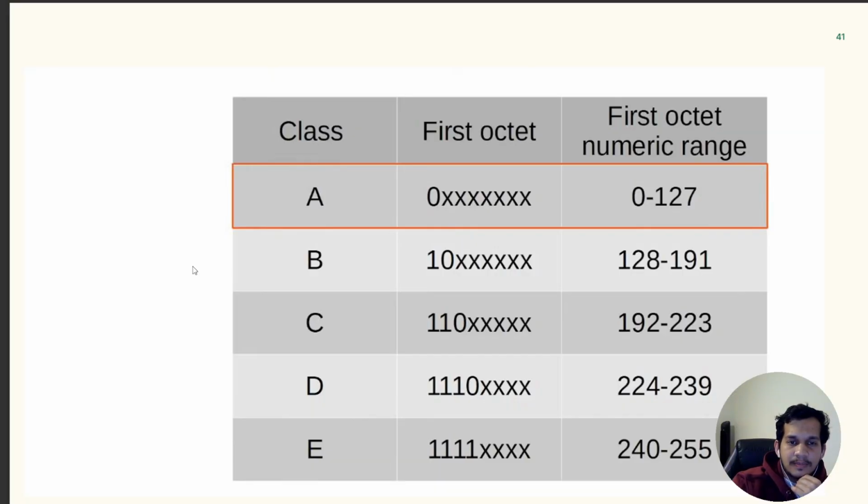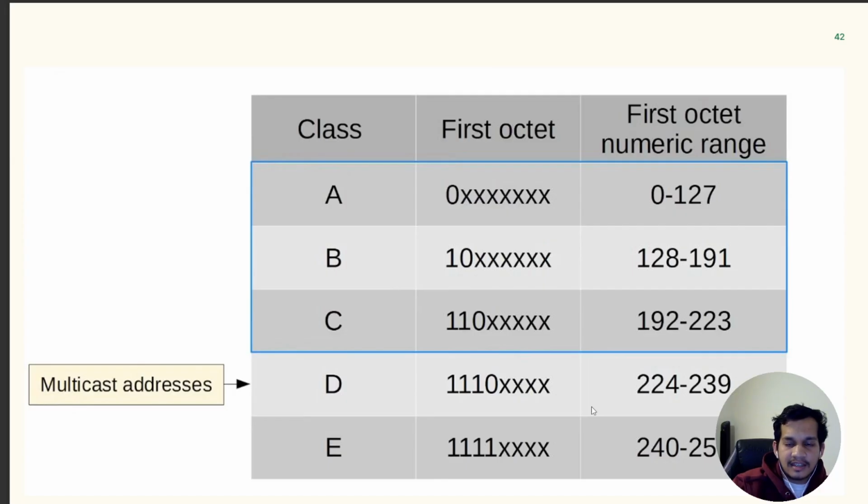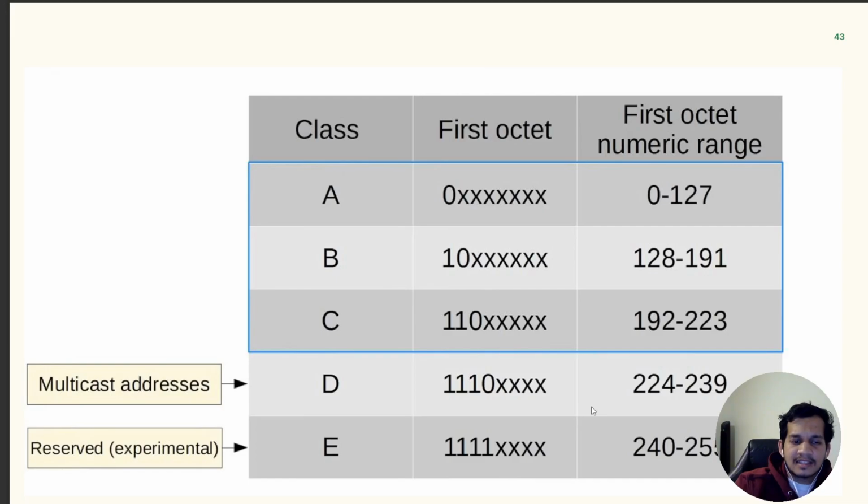So basically, what is an IP address? IP addresses are divided into 5 classes. The first is class A, with range 0 to 127. Class B ranges from 128 to 191. Class C ranges from 192 to 223. Class D is reserved for multicast addresses, which are used for OSPF, and we'll cover that topic very soon in the next videos. And class E is reserved for experimental practices and all.